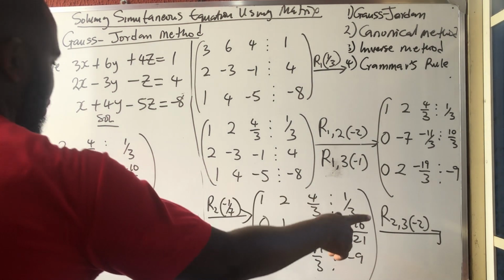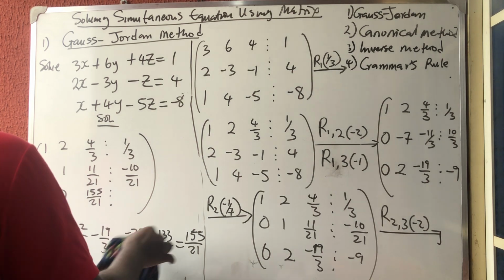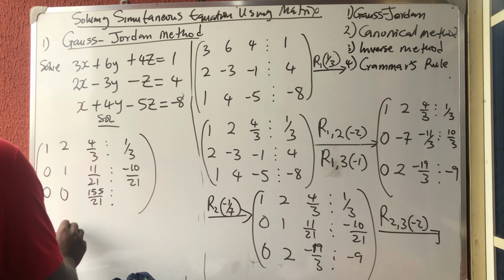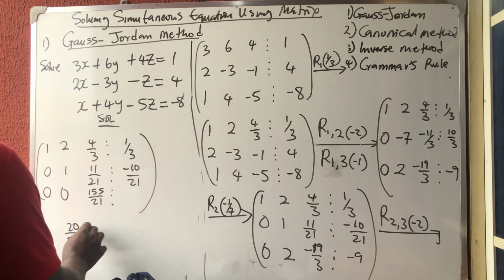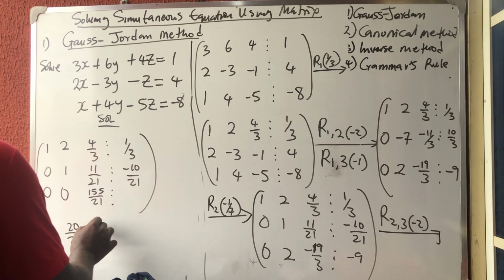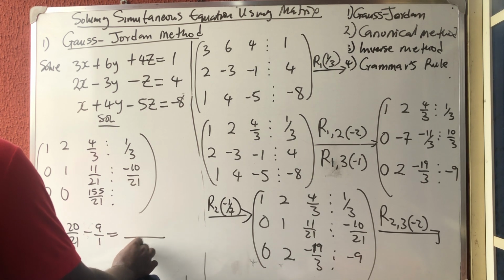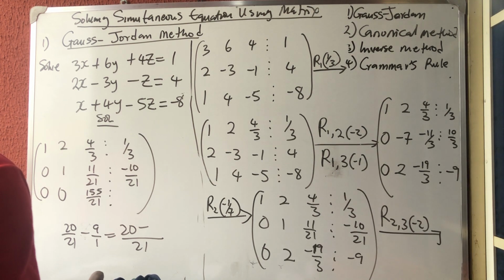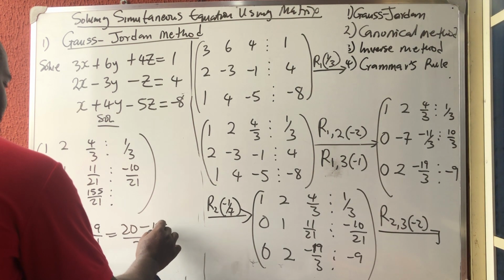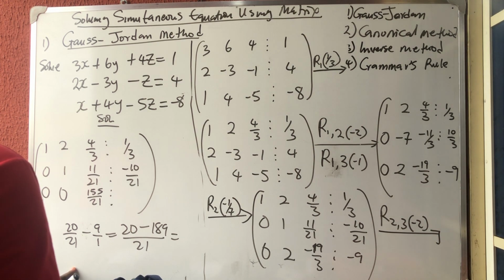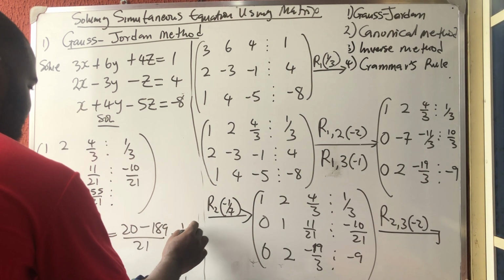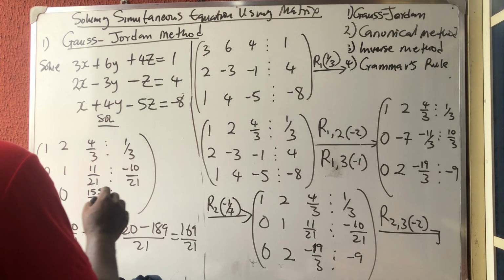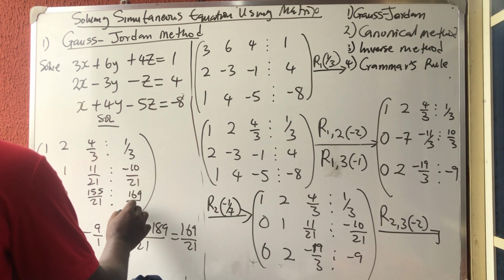So minus 2 times this will give you minus 20. So minus 2 times this will give you 20 over 21 plus, sorry, minus 9 over 1, which will give you the same 21. So 20 minus 21 times 9 will give you 189. If you subtract it from 20, you're having 169 over 21. You divide it by 21, okay, it's not going. So that is 169 over 21.